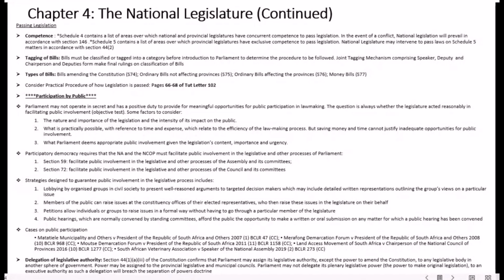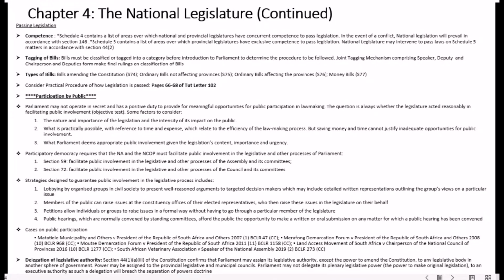And then Schedule 5, colleagues, contains a list of areas over which provincial legislatures have exclusive competence to pass legislation. And the national legislature may intervene to pass laws on Schedule 5 matters in accordance with Section 44(2), subsection 2. So once again, the matters in Schedule 5, those are exclusively for the provincial legislatures to enact, but the national legislature would actually be able to intervene and pass laws in respect of those matters if they comply with the provisions in Section 44, subsection 2.